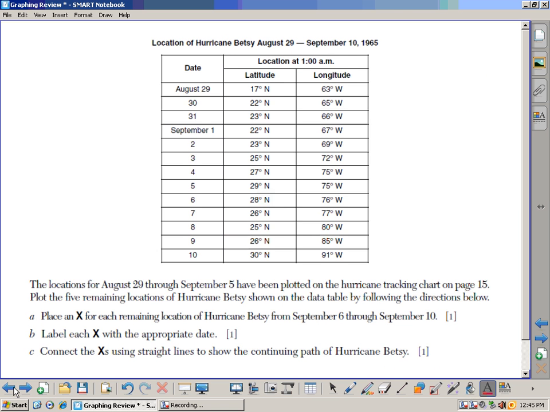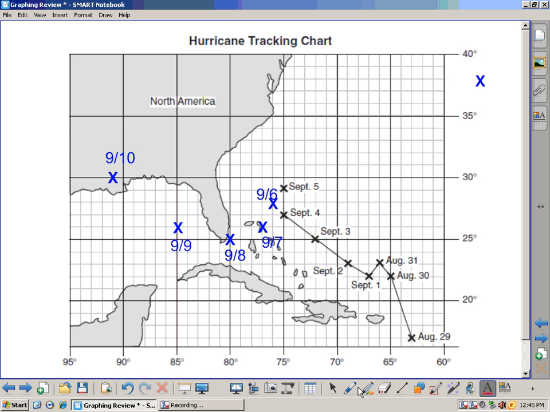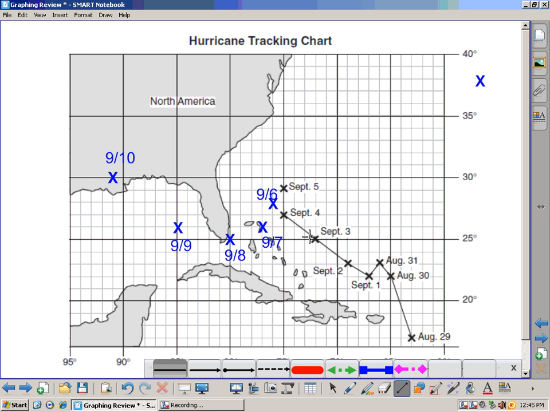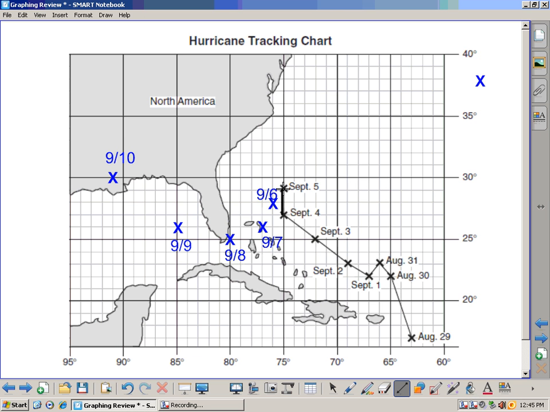Then it asked us to connect the X's using straight lines. So once again, we're going to be drawing lines. 4th to the 5th, 5th to the 6th, 6th to the 7th, 7th to the 8th, 8th to the 9th, 9th to the 10th. So we can see, looking here at the path of the hurricane, in this case, we had a grid set up using latitude and longitude. That's very similar to using an X and Y axis and using an independent and dependent variable, but in this case, we used it for a map.